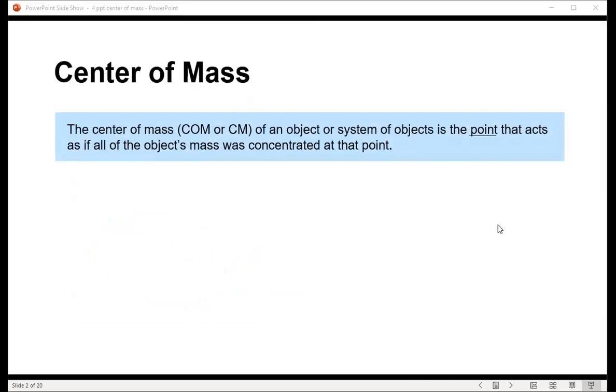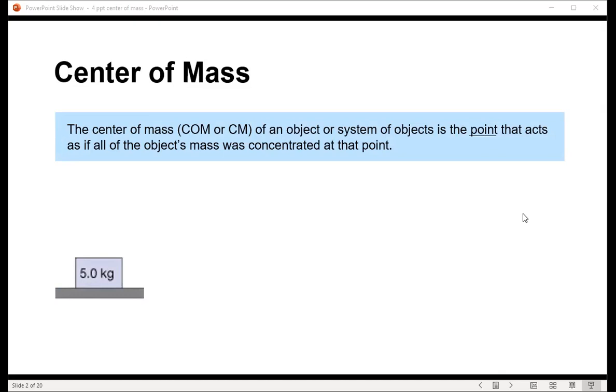The center of mass of an object or a system of objects is the point that acts as if all of the object's mass was concentrated at that point. As an example, let's say that you had to draw a free body diagram of a 5 kilogram crate sitting on the table. You would probably draw that crate as a rectangle and then turn that rectangle into a point or a dot. And then you'd put that dot in the geometric center of the rectangle. That dot is the center of mass. You have reduced that entire crate to that dot.